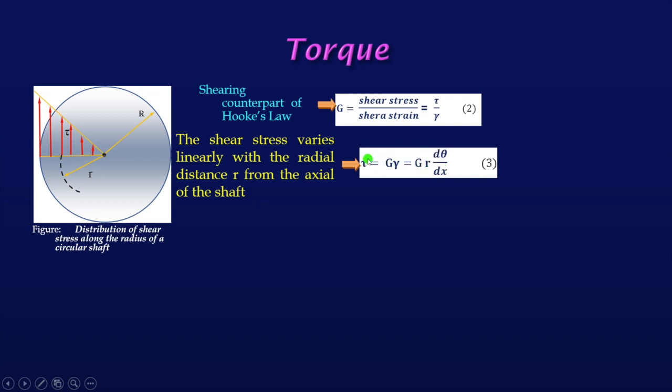It indicates that the shear stress is a linear function of the radius r. When r equals 0, at the center, the shear stress is 0. As it is a linear function, we can show the shear stress value like this. The red line indicates the shear stress, and the magnitude from here to here is maximum. At this circumference, it is the maximum shear stress.